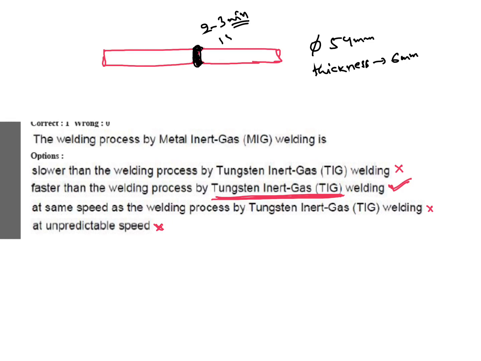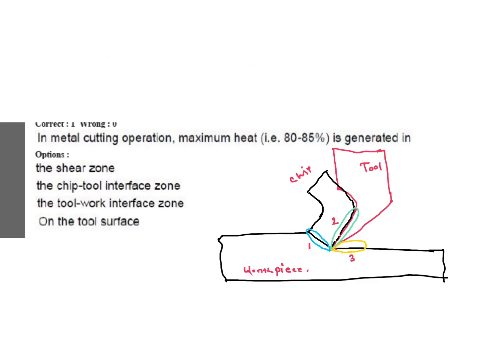So this is the difference. In metal cutting operation, maximum heat, i.e. 80 to 85%, is generated in the shear zone. Shear zone is represented by this blue color. The blue color area represents number 1, this is the shear zone.